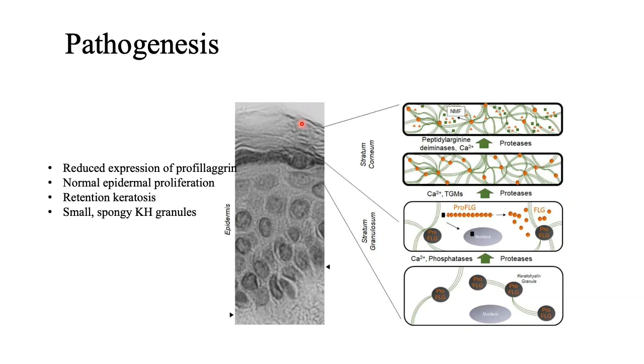But what happens in ichthyosis? In ichthyosis, there is reduced expression of profilaggrin and abnormal expression of these keratohyalin granules, which are small and spongy in appearance. And this is the reason for the dry and scaly skin of this condition. The epidermal proliferation in this condition remains normal. So the hyperkeratosis seen here is retention type.